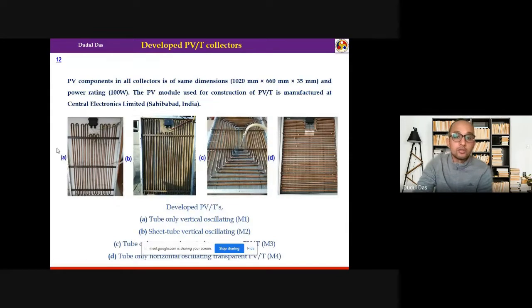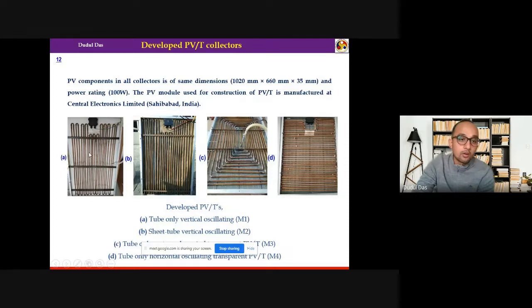These are the 4 modules we have developed in collaboration with Central Electronics Limited, Sahibabad. So this is a PSU. We experimented with 100-watt modules. These are all polycrystalline modules.